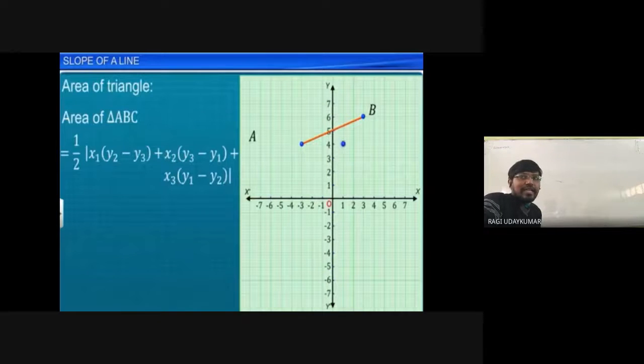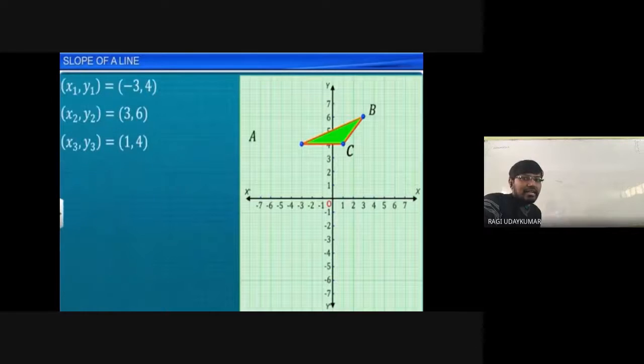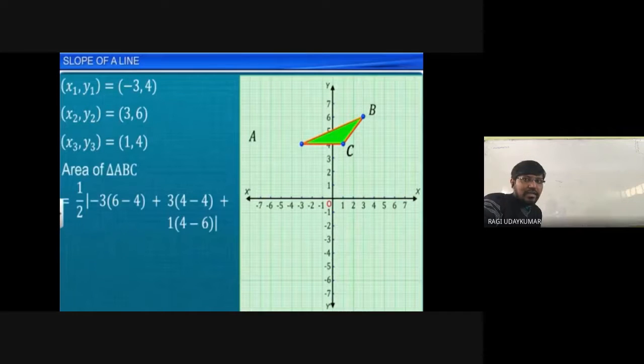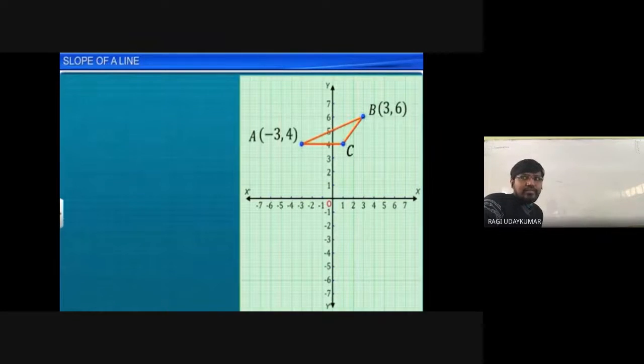Next, you have learned the area of the triangle. The area of the triangle formula is half into x1 into (y2 minus y3), and cyclically you get the other terms: 1, 2, 3; 2, 3, 1; 3, 1, 2. In the brackets are y's, outside the bracket x. The points can be taken in any order; substituting the values and simplifying, you get the final answer for the area of the triangle. And the area of the triangle should not be negative, so that's why the modulus is taken into consideration.